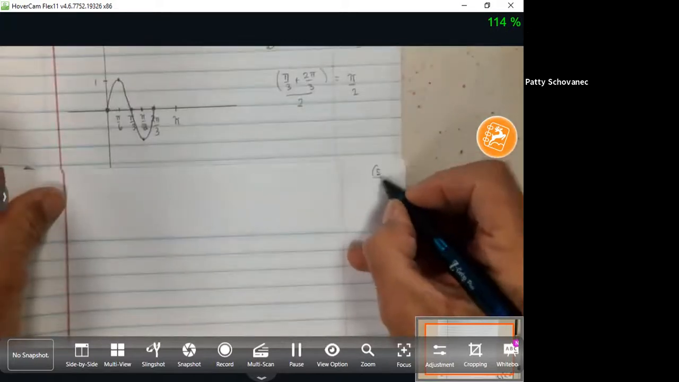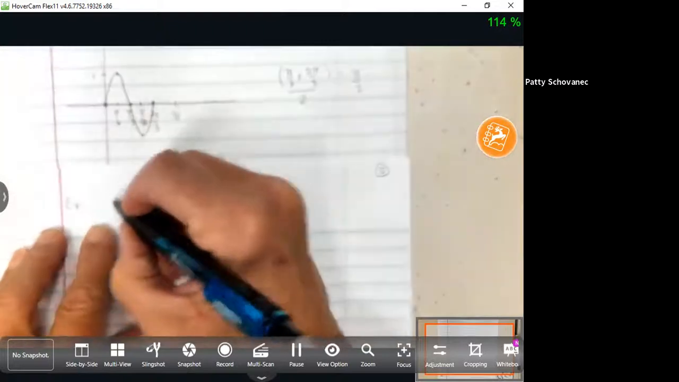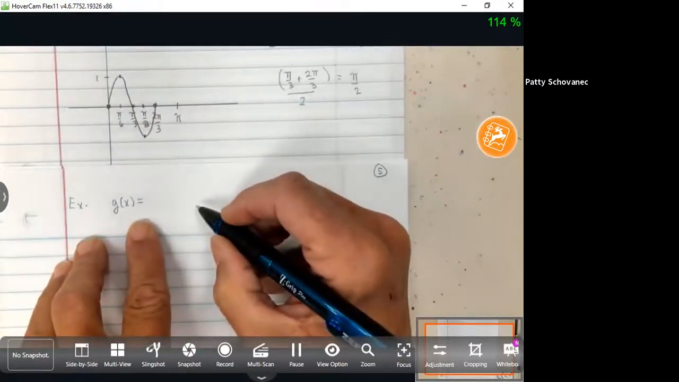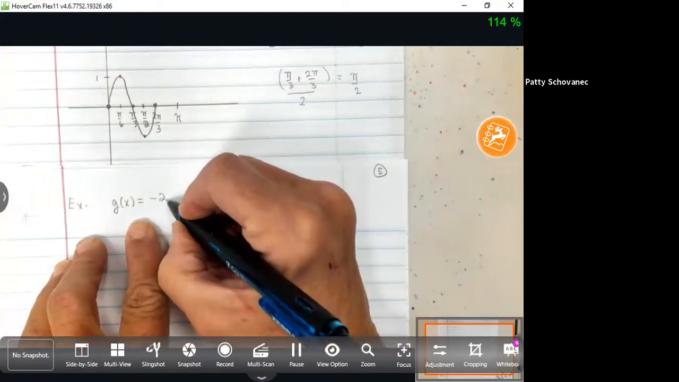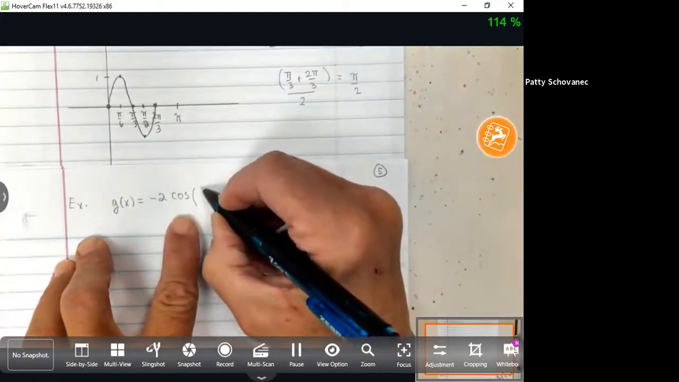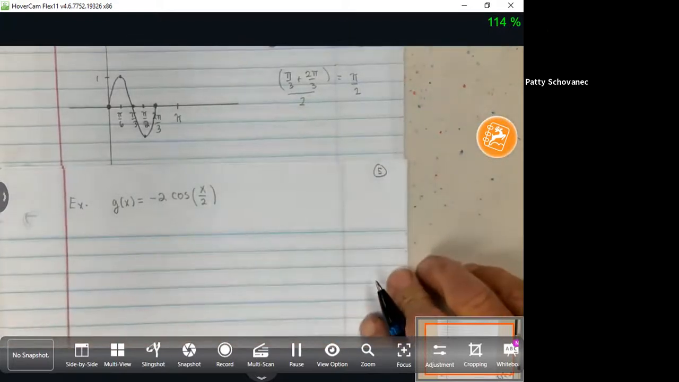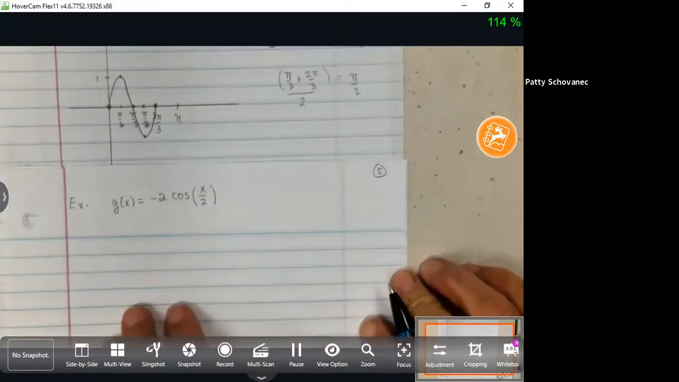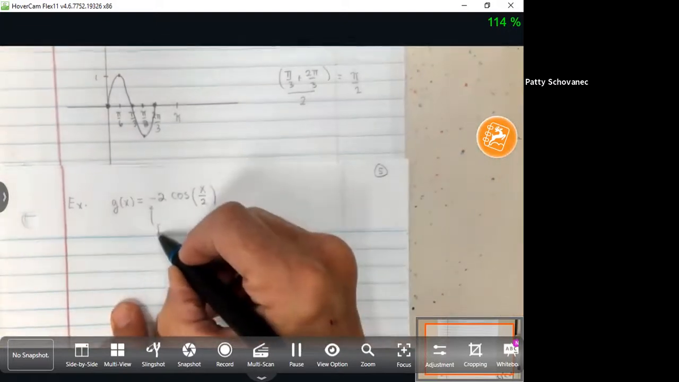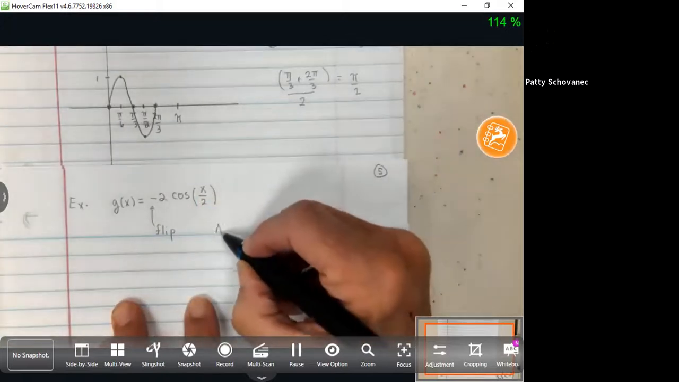My next example, let's look at g of x. All right, let's make an upside down cosine curve. So let me put a -2 here, and then cosine of, say, x divided by 2. I make the note that the minus sign is going to flip the graph over. The 2 itself is going to be the amplitude.